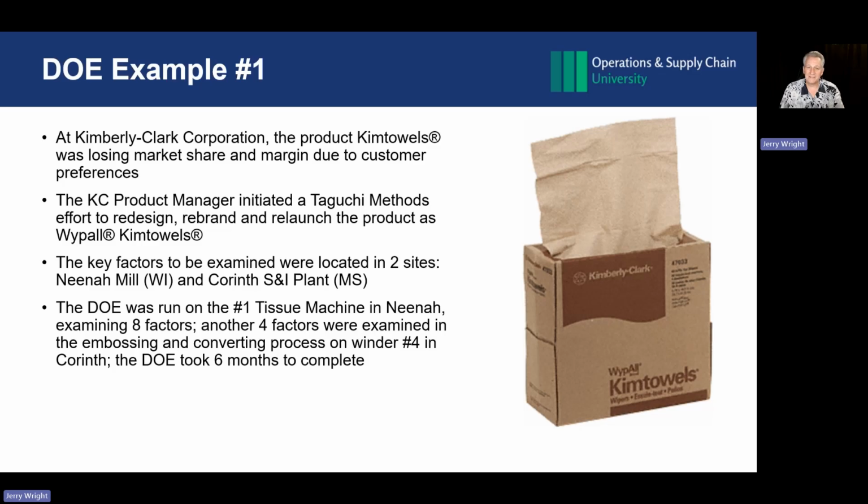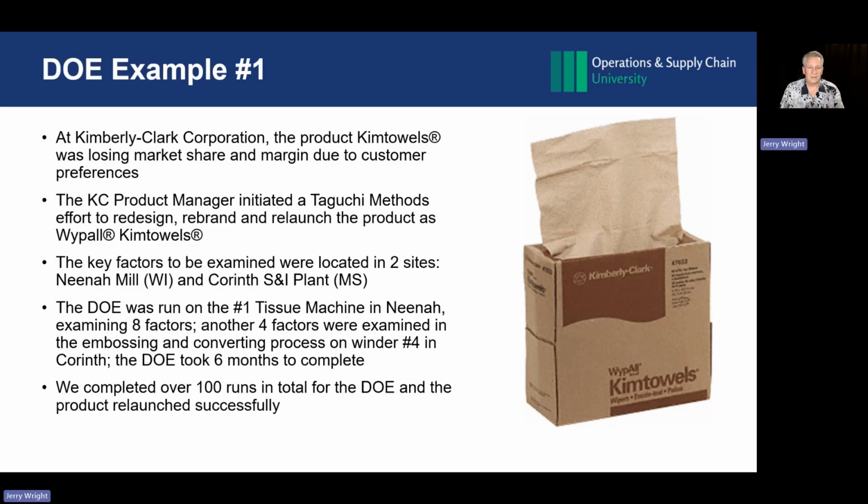This DOE was very detailed. It was full factorial oriented, so there wasn't any confounding, and it took over 6 months to complete. So I spent a lot of time flying between Mississippi and Wisconsin. Now, we completed over 100 runs in total for the design of experiment. And then the new product launched amazingly successful because we'd taken all the factors in for preferences, design, feel, cost, everything. And so it was an amazing example. And it was the first time I was introduced to design of experiments almost 40 years ago.